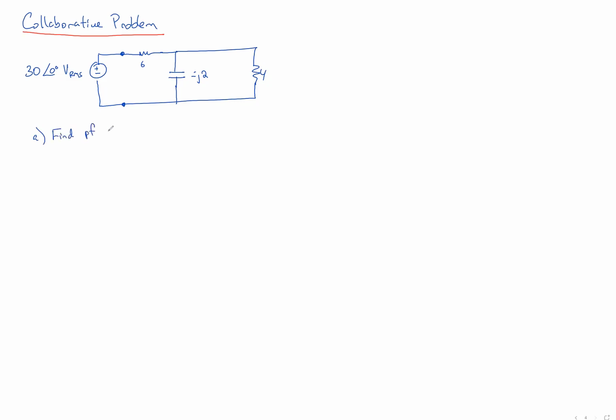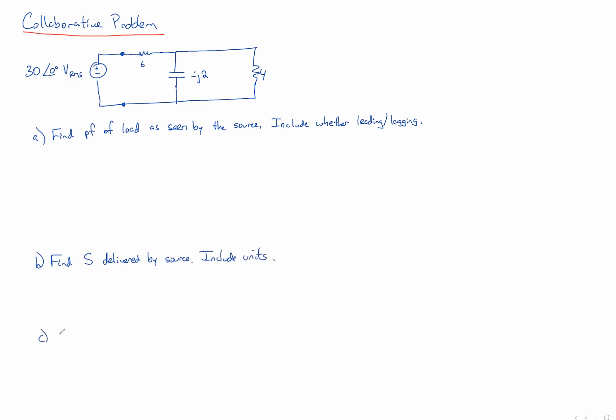The first is find the power factor of the load as seen by the source. Don't just tell me the power factor, but also include whether it's leading or lagging. Second question is to find the apparent power S delivered by the source, include units. And then the last question is to find the average power delivered by the source. Similarly, include units. So my challenge to you, if you're watching this on video, is to pause it now and see how far you can get with those.